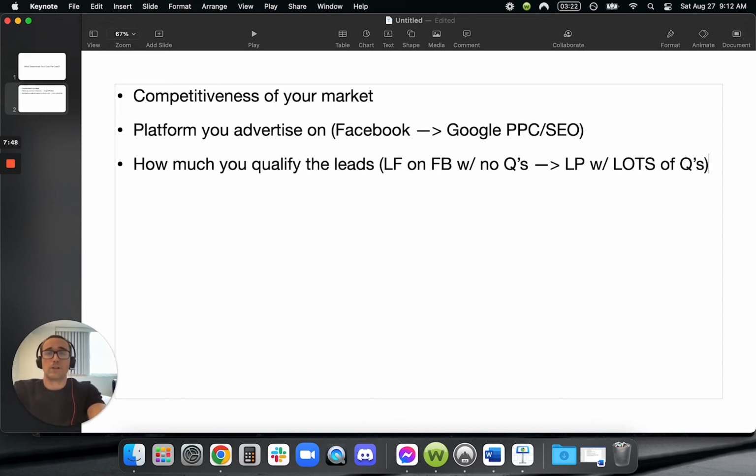Okay, so we've gone over competitiveness of the market, what platform you're actually advertising on, how much you're qualifying those leads. Okay, another factor could be how much you're spending.